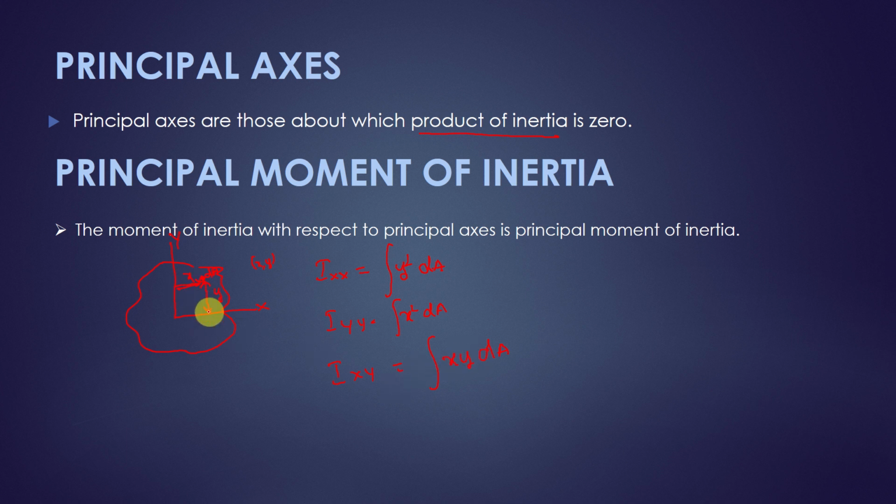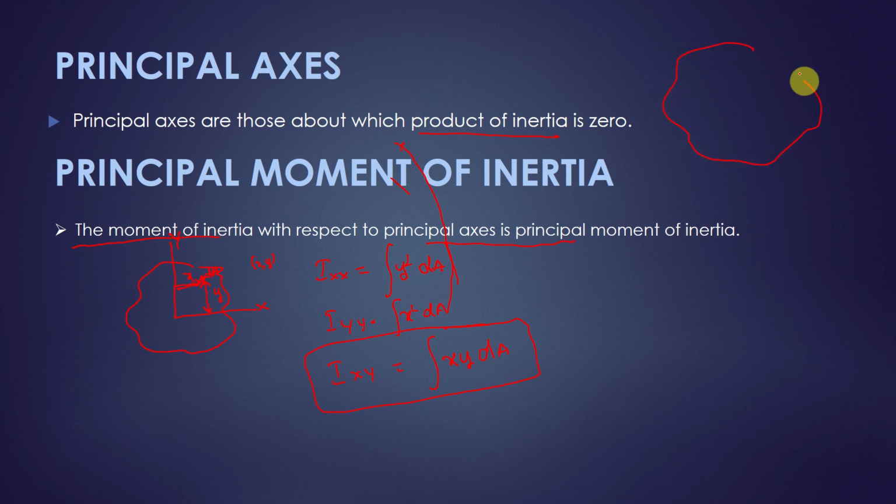Up to x axis, up to y axis. This is moment of inertia about both axes, right? That is a product of inertia we have to say. And the moment of inertia with respect to principal axis is principal moment of inertia. And principal axes are nothing but the axes at which Ixy will become 0; that axis will be called the principal axis. So let me tell you in another manner.